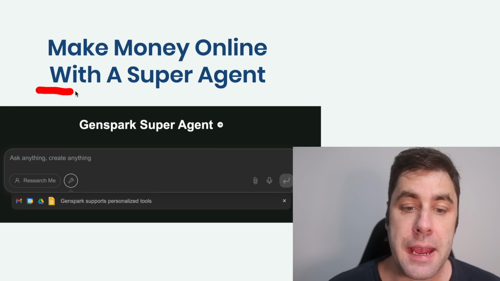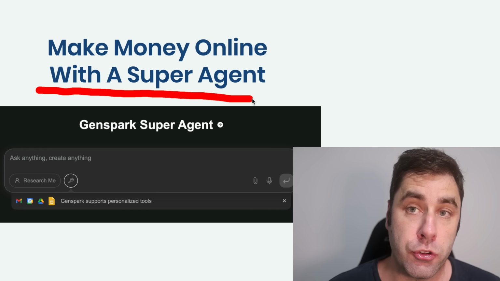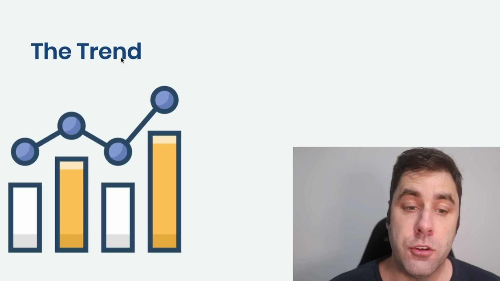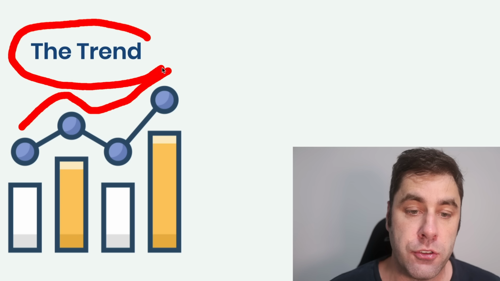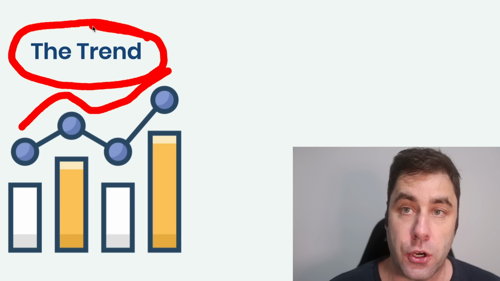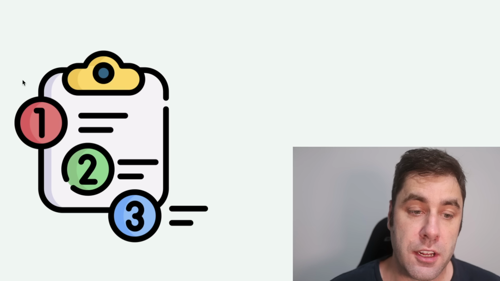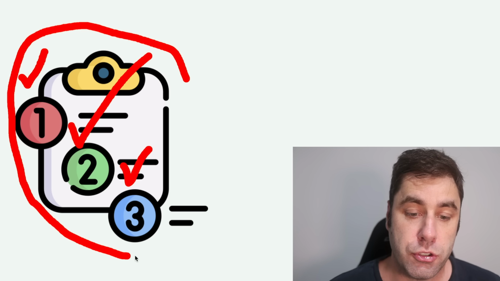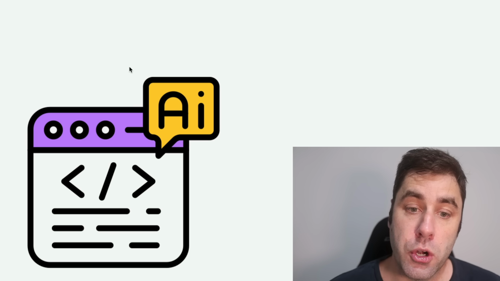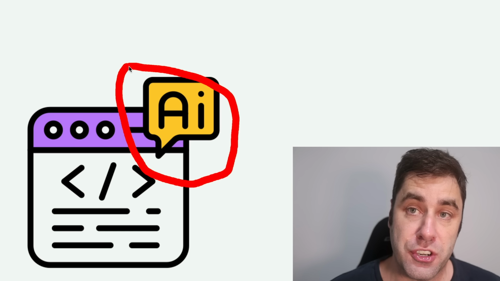I'm going to show you how to make money online, and we're going to use a super agent to do this. We're going to be tapping into a big trend that's happening right now. I found you the right trend so you can jump into this right now and make money online. I'm going to take you through everything step by step so you don't miss any steps in this tutorial, to show you exactly what you need to do. We're going to be utilizing AI to make this super efficient and fast for us.